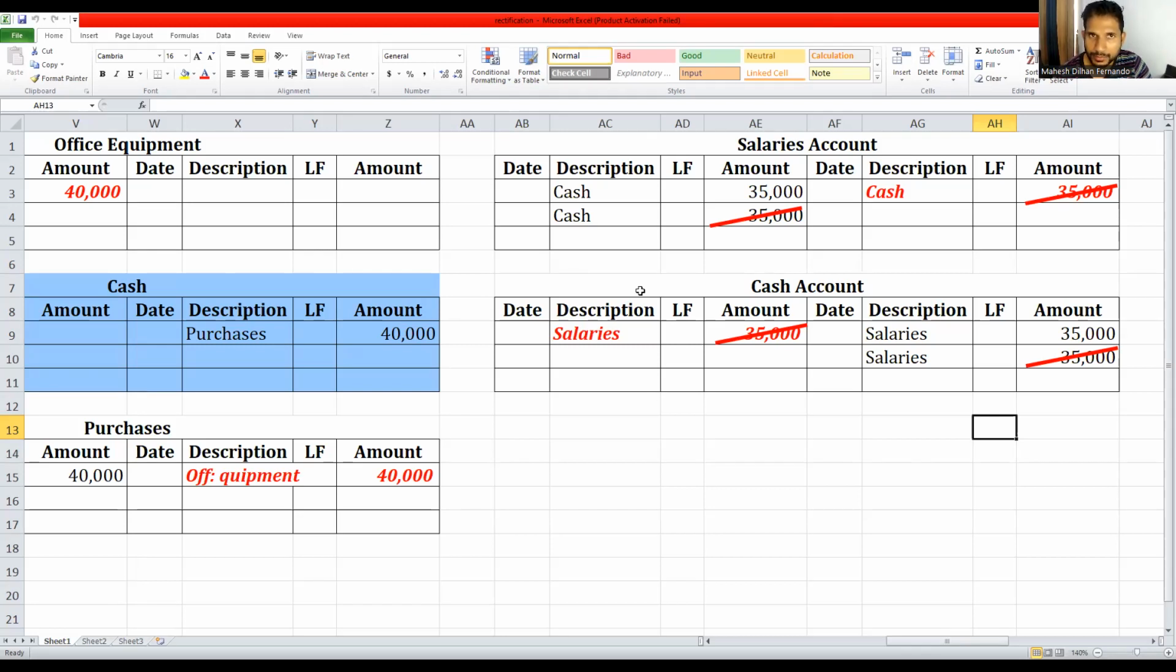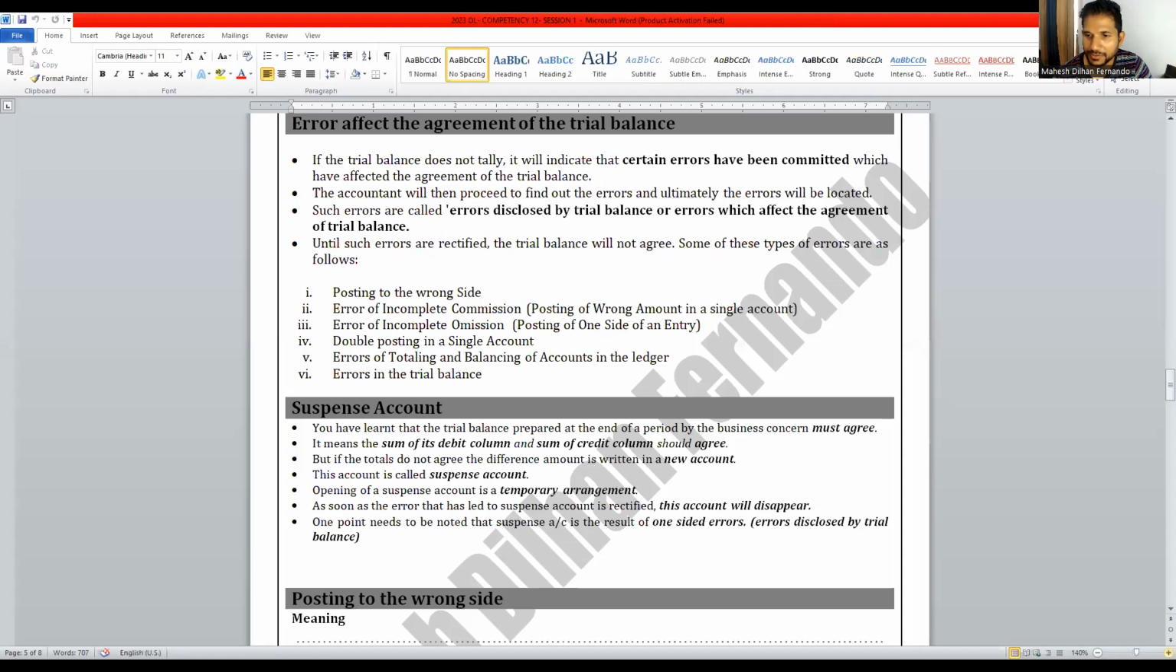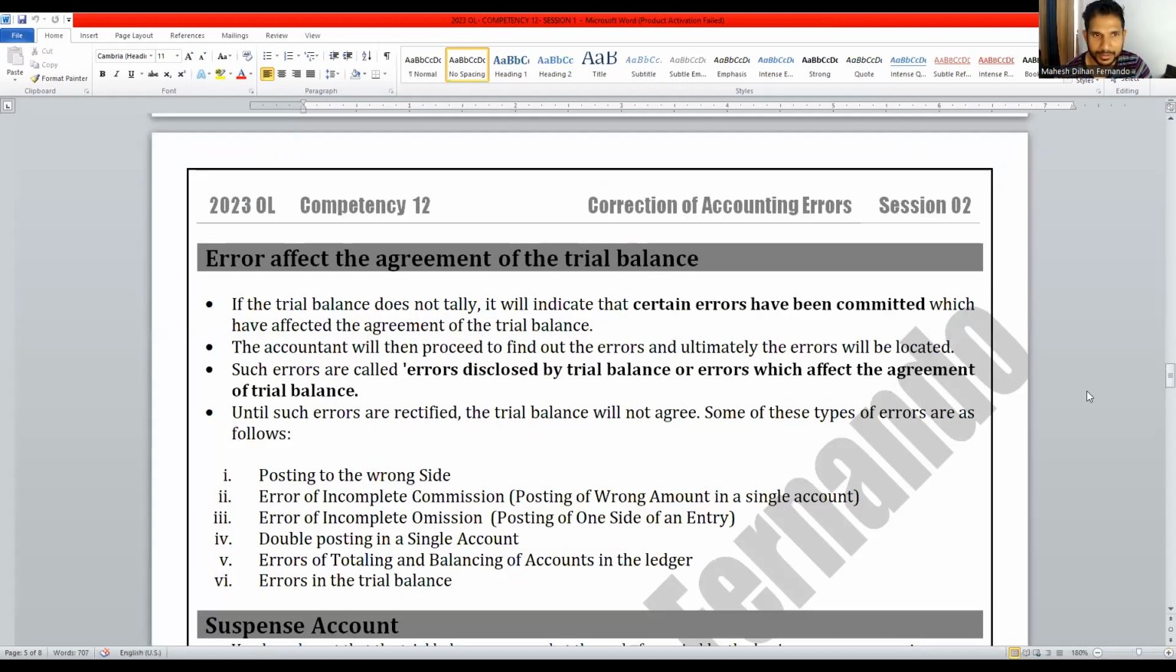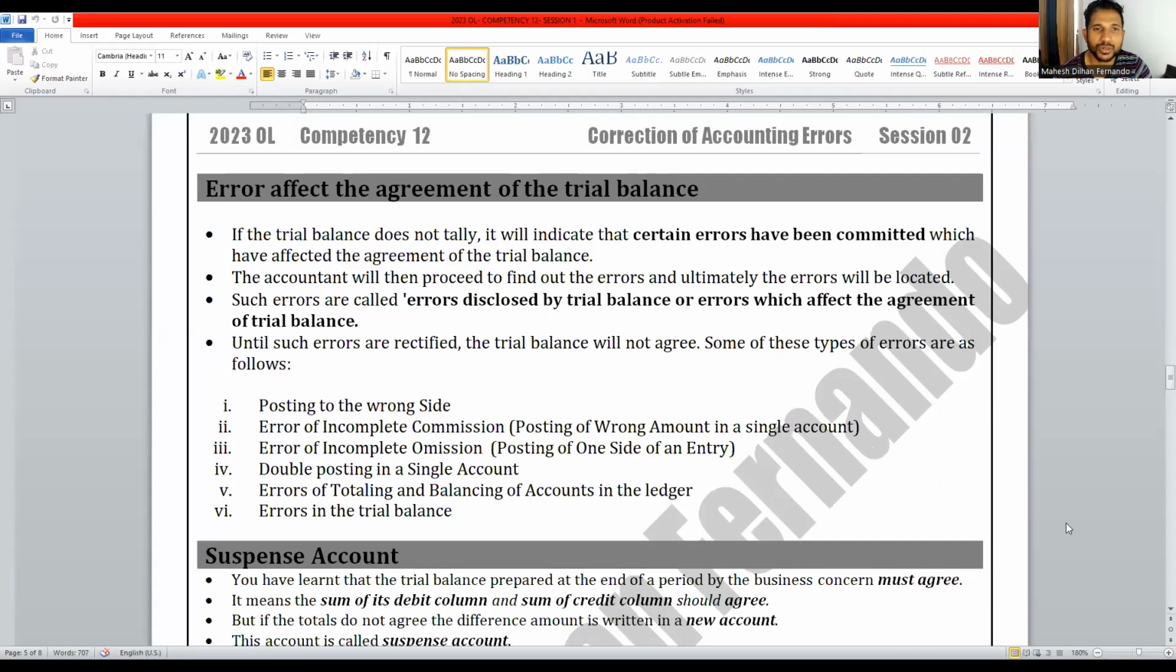So today we move to the rectification of errors which affect the agreement of the trial balance. Let's start with this point. If the trial balance does not tally, it will indicate that certain errors have been committed. You can understand, right?